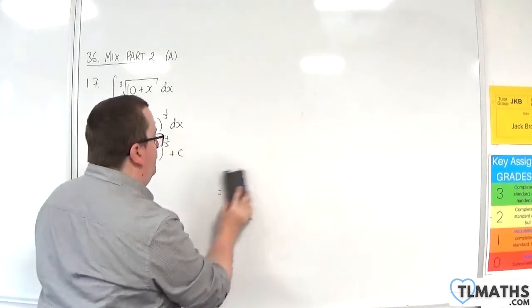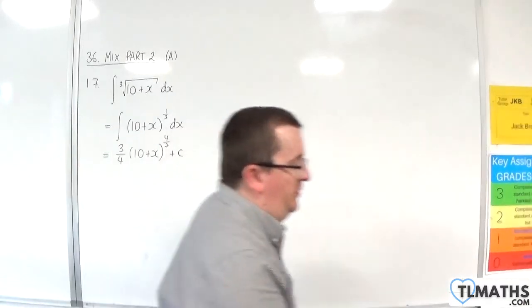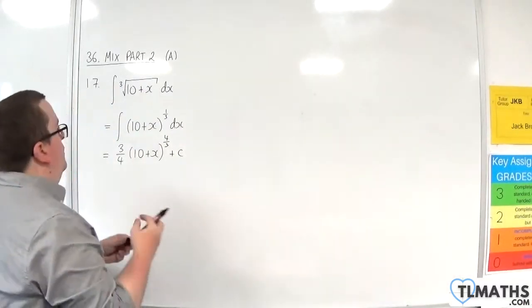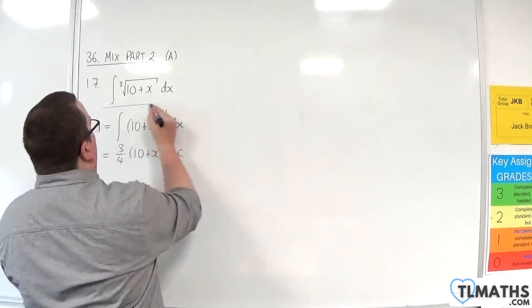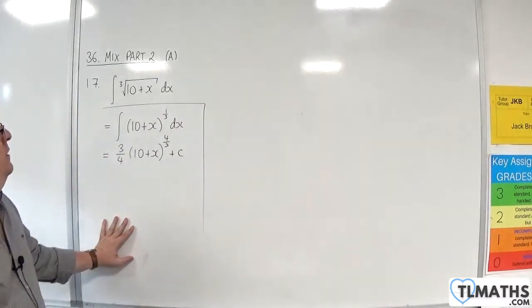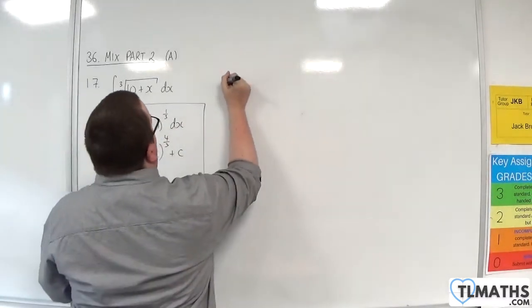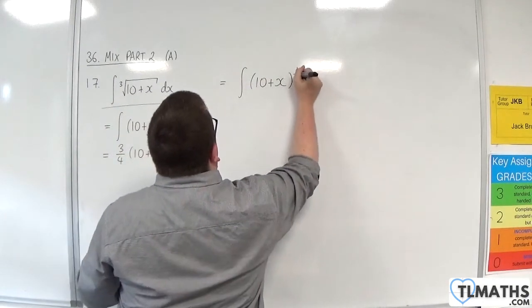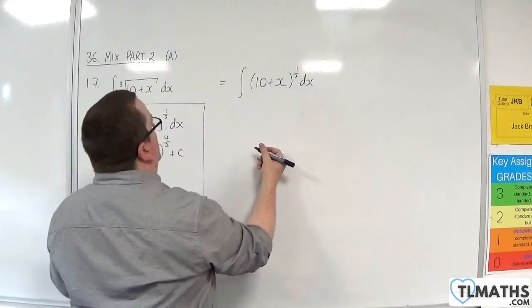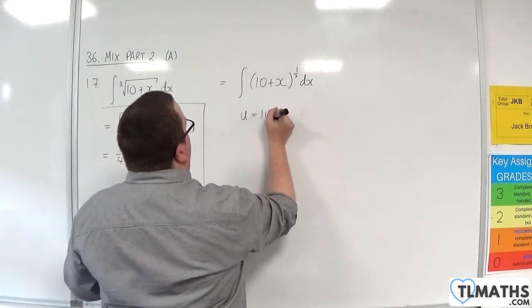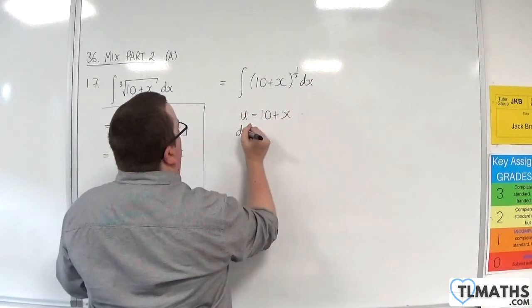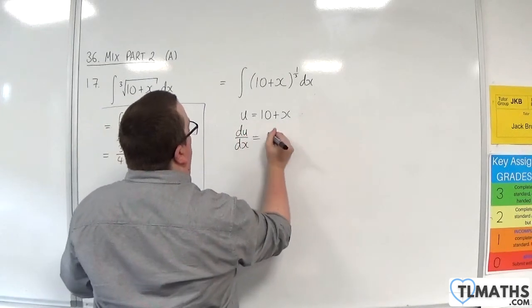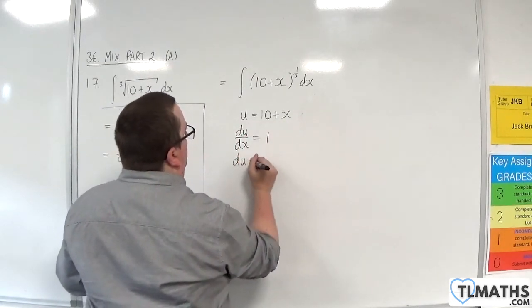Okay. Now if you want to do this by substitution, then let's just close that off. Then I would still write that as 10 plus x to the third dx. And then let u be 10 plus x. So du by dx is 1. So du is equal to dx.